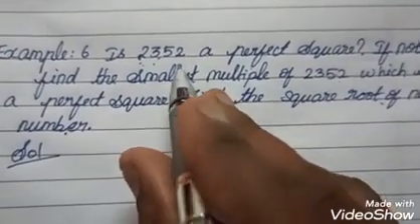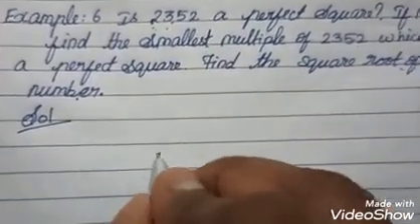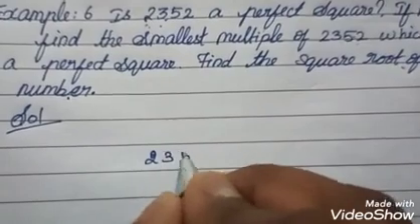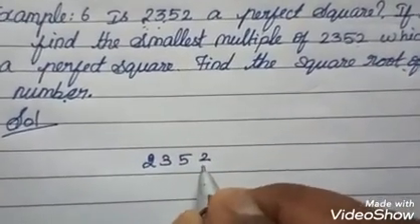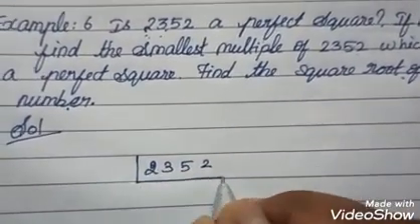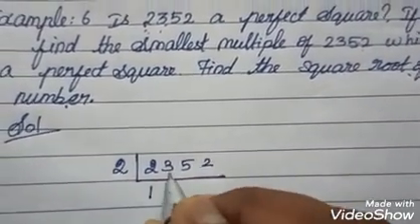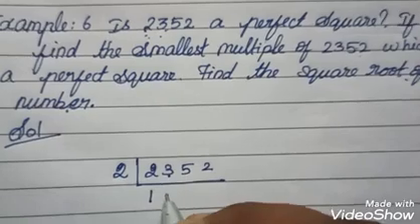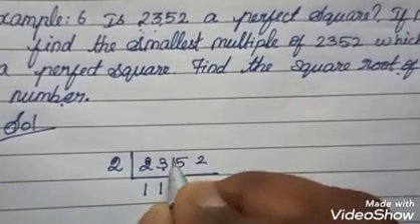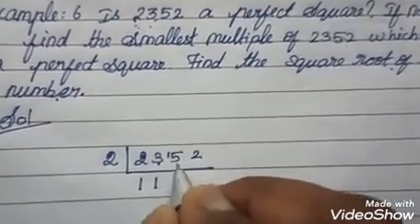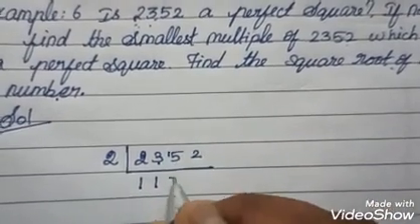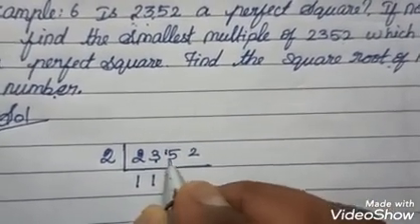So 2352, the number ends with an even number, so I just take 2. How many times? 1 time. So 3 is greater than 2. How many times? 1 time, remaining 1. So now it becomes 15. 15 means how many times? 7 times. 7 times means 14.